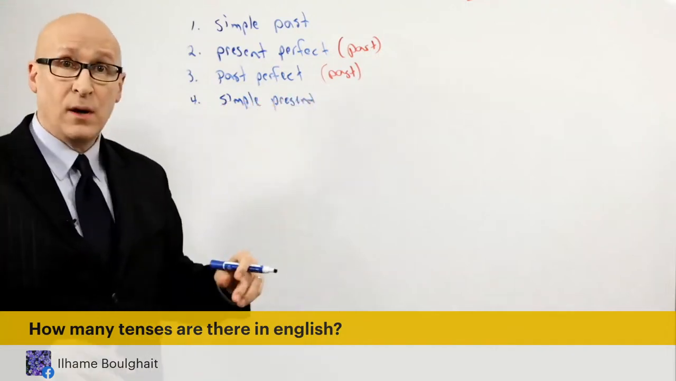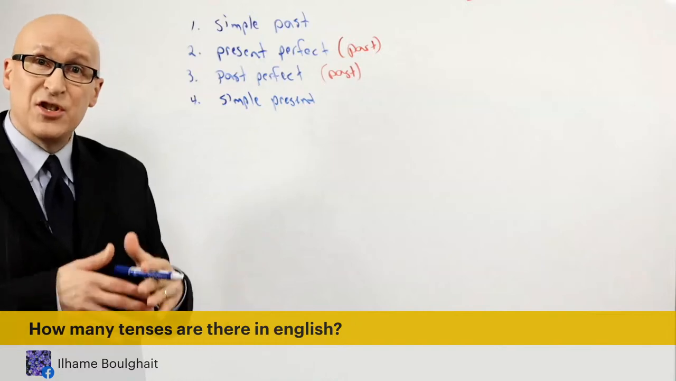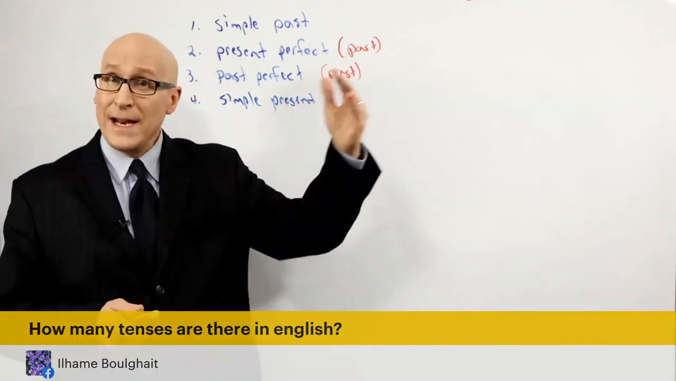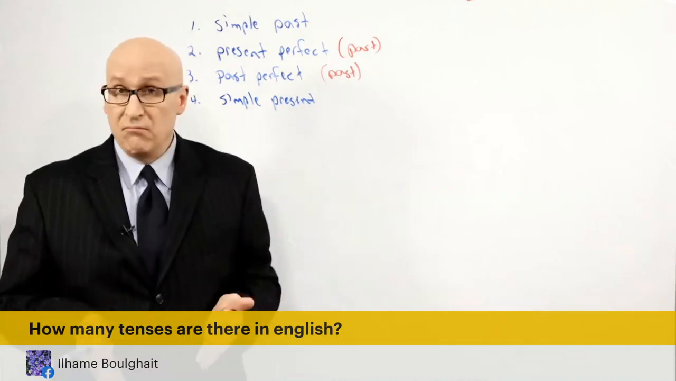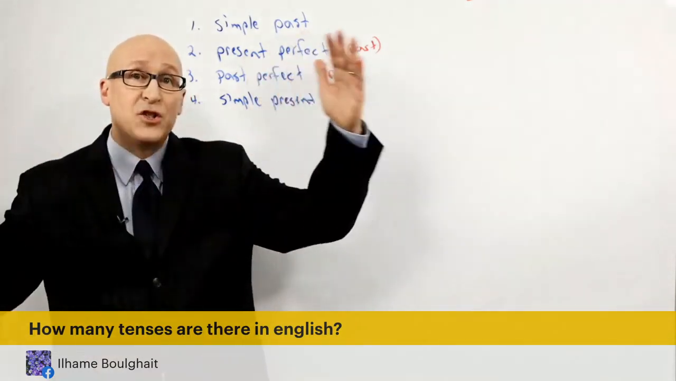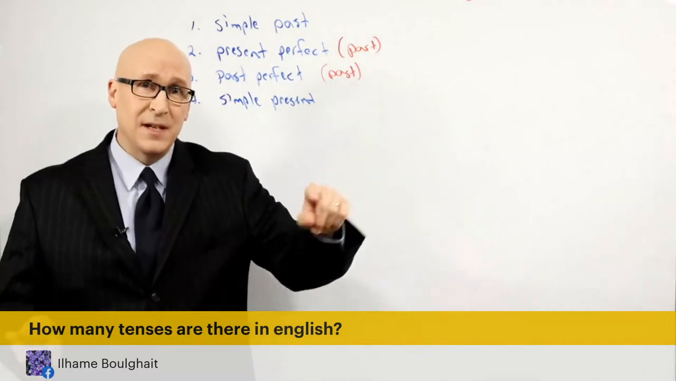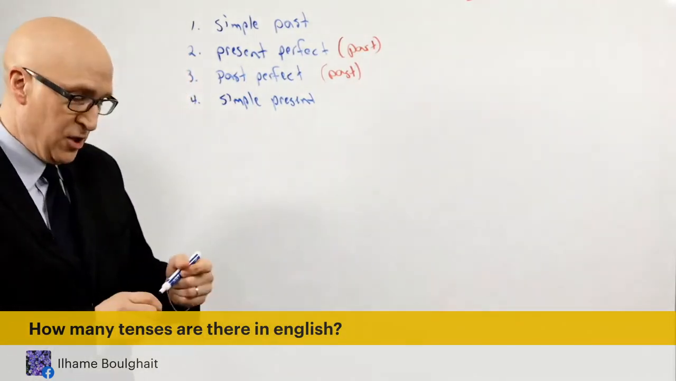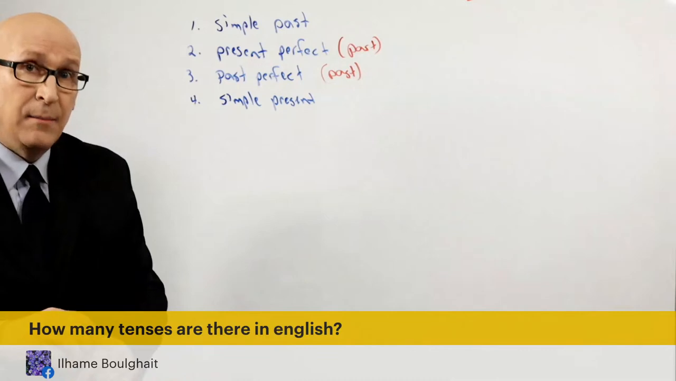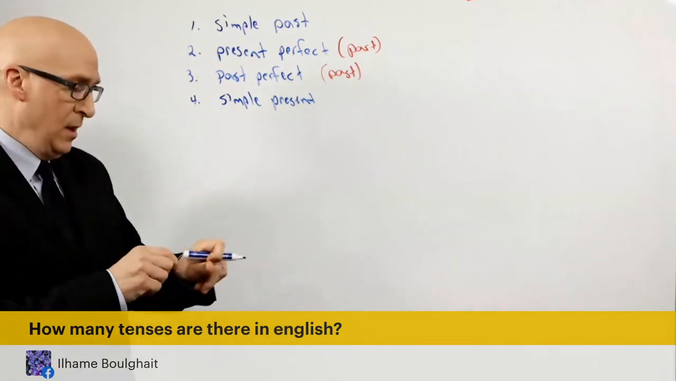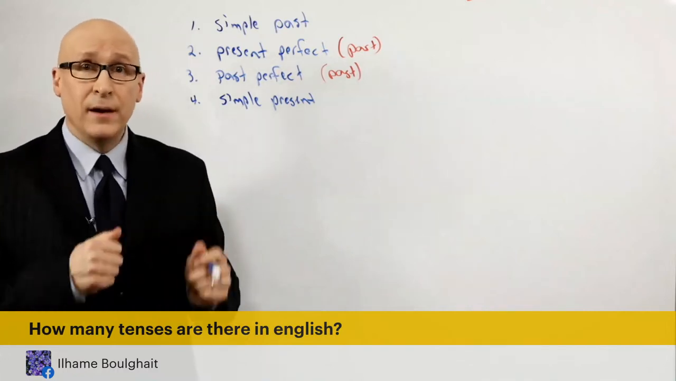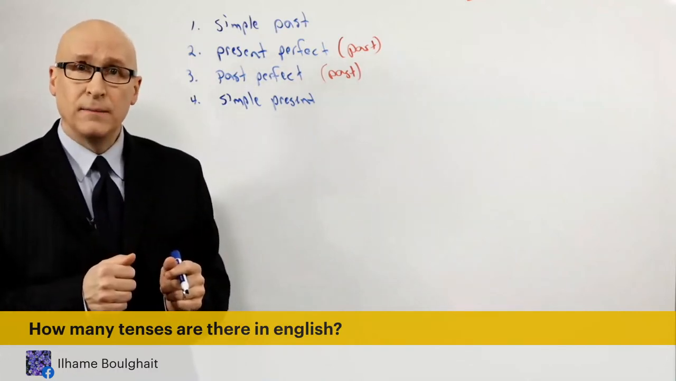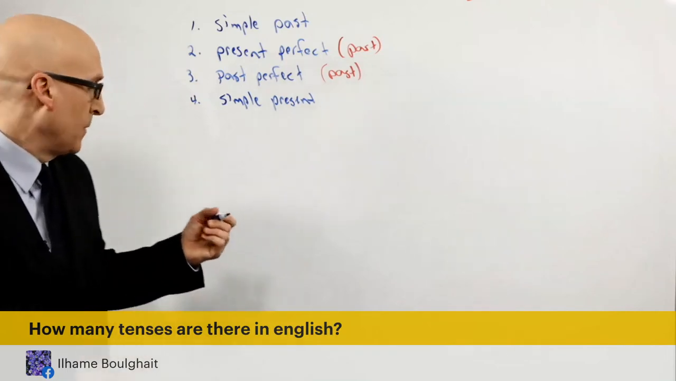right? We use that for habits and routines and general facts, right? It rains a lot in my city. Rains. Not today, but generally it rains in my city. It's a general fact, but it might not be happening now. Or we can talk about our hobbies, right? I run in the park every day. I run in the park.